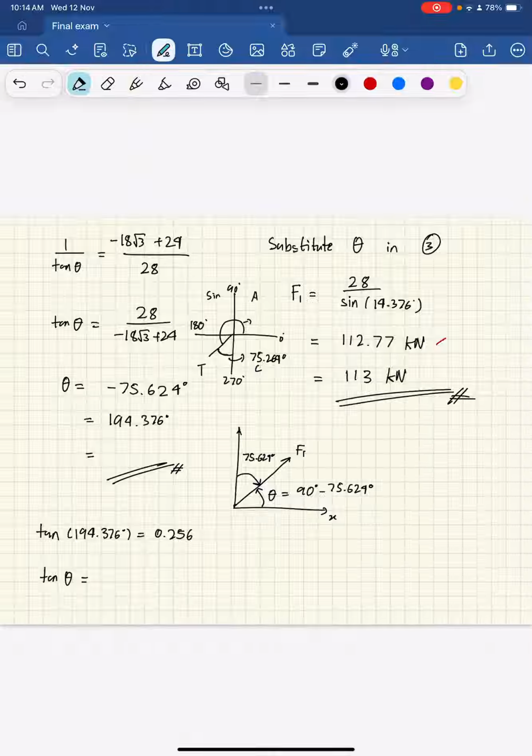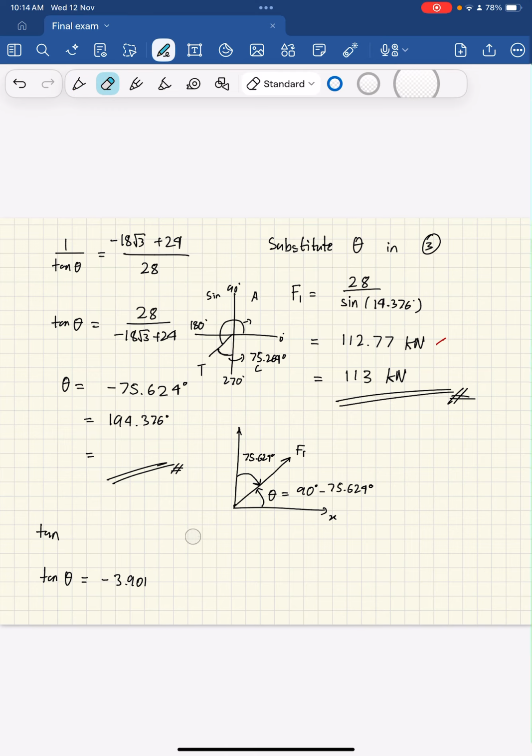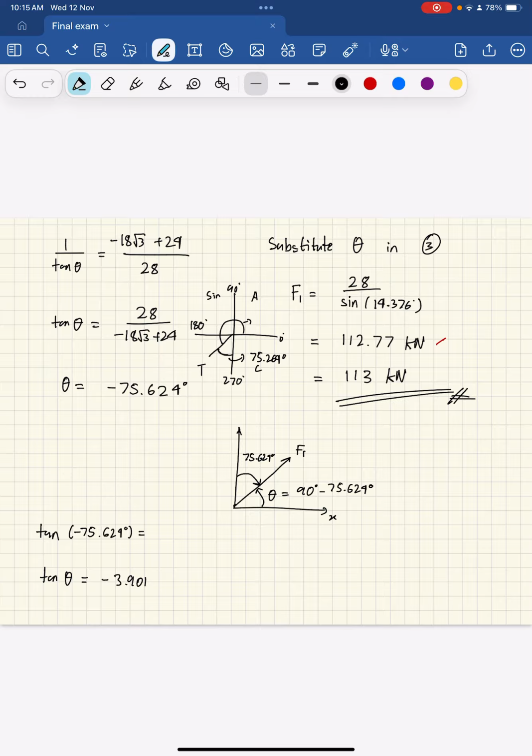Now if I did tan over this angle, 0.256 by 28 over 24 minus 18 root 3, tan theta is negative 3.901. Okay. So you have a little bit of a dilemma with the angle, because the angle can be a little bit tricky. I know that tan of negative 75.624 gets us close to 3.901.